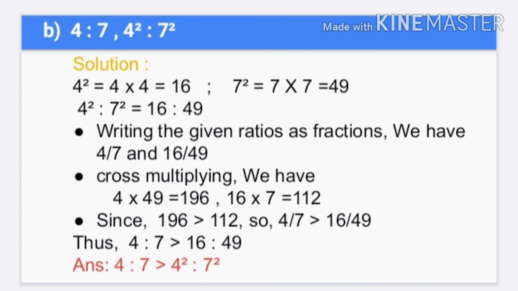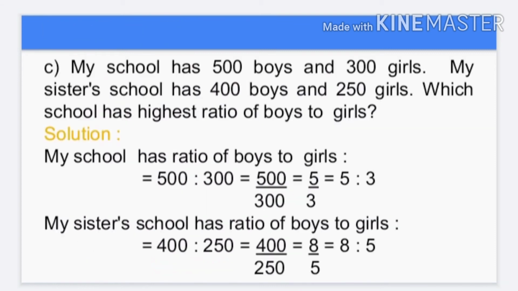Cross multiply: 4 into 49 equal to 196, 16 into 7 equal to 112. Since 196 is greater than 112, so 4 by 7 is greater than 16 by 49. 4 is to 7 is greater than 16 is to 49. The greater ratio is 4 is to 7.